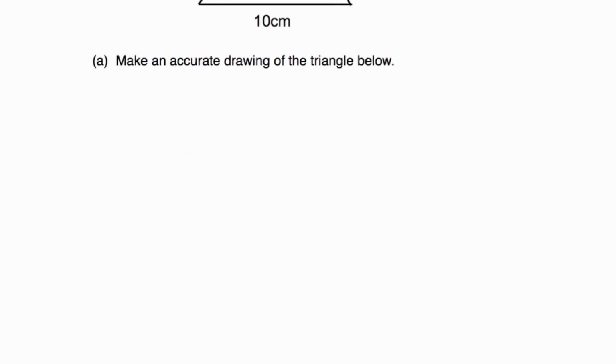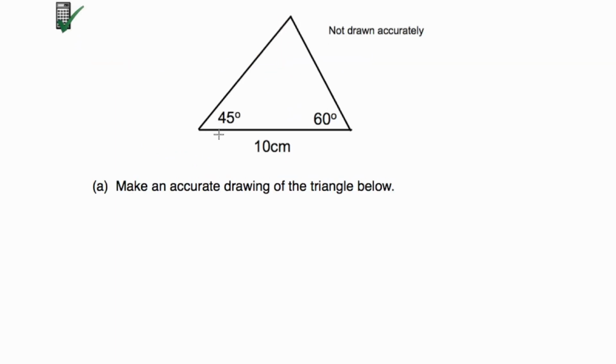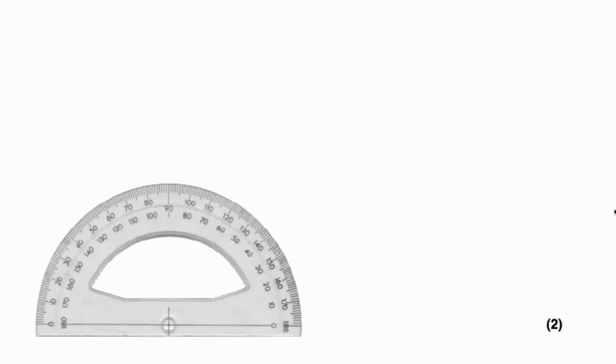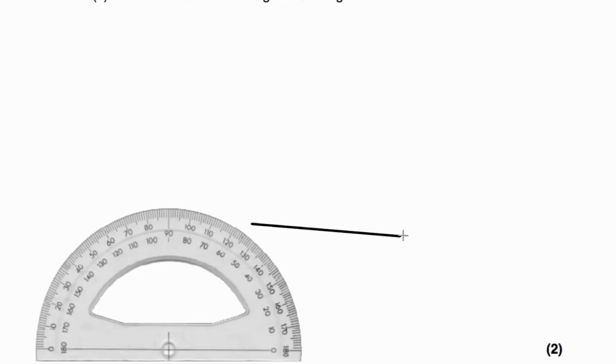So let's draw that. Our first step is to draw a 10 centimeter line, and then we're going to do our two angles. So let's start off by drawing a 10 centimeter line. Get a ruler and pencil and draw a 10 centimeter line on the page. Draw that accurately, so that would be 10 centimeters, and use your ruler and pencil to do that. Now we're going to draw our angles.